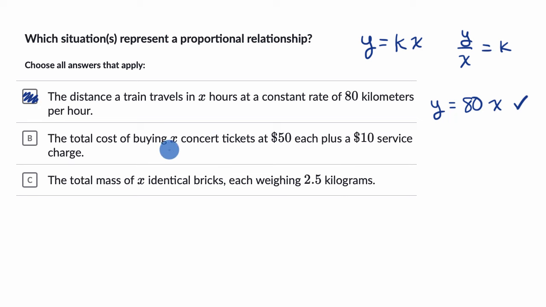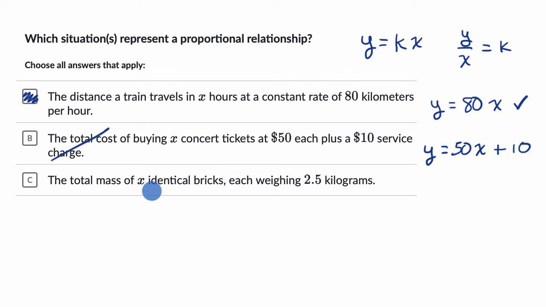The total cost of buying x concert tickets at $50 each plus a $10 service charge. So here the total cost is going to be the number of tickets times $50, because it's $50 each, but plus a $10 service charge. If there was no service charge, this would have been proportional. But because of that service charge, we can see that it's not in this form. So we do not like this one.